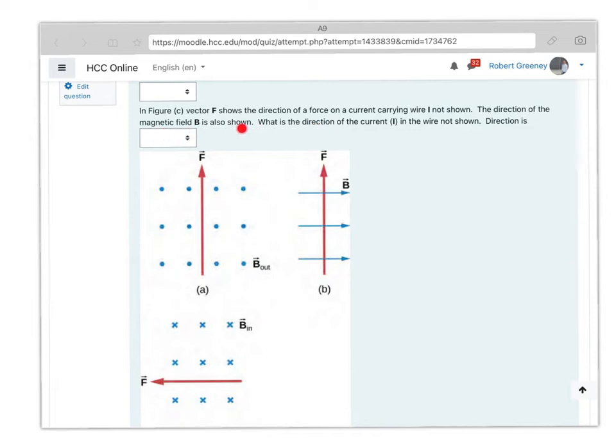The direction of the magnetic field is shown. What is the direction of the current in the wire, not shown? So remember, in this case, we're going to point our thumb in the direction of the force, our bent fingers into the screen, into the page, in the direction of the field, and the index finger then would point in the third direction. You'll see when you do that, your index finger is pointing up, so the current is up.